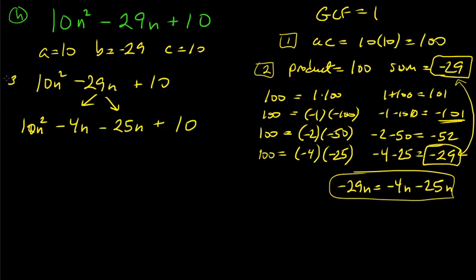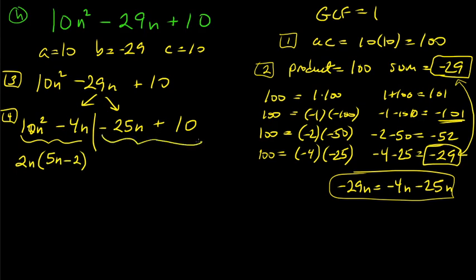Okay. So this is step 3. We're just going to factor by grouping now in step 4. So you split this up. From the first 2 terms, you can factor out a 2n as the GCF, and you're left with 5n minus 2. From the last 2 terms, it looks like we can factor out a 5. But since the first term is negative, we'll factor out a negative 5. And when you divide, you get positive 5n minus 2. So 5n minus 2 is our common factor now. So we'll factor out the 5n minus 2.